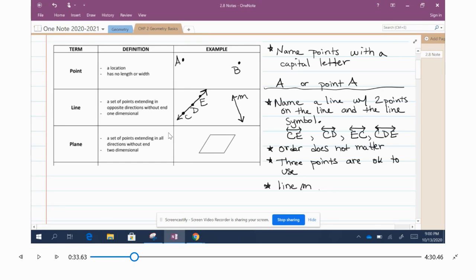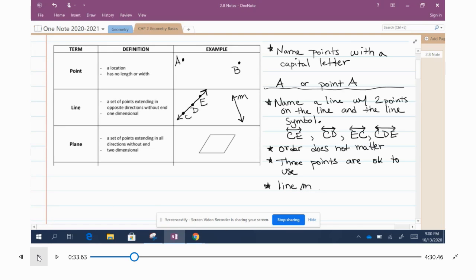Okay, this is another strange way to name a line. Sometimes they'll have a lowercase cursive letter near it. We can identify a line with the word, if that's the case, line M. So we don't use the symbol above a lowercase letter, though. So let's not use that line symbol above a lowercase letter M. It's just not how it works. If we're not going to use 2 capital letters, 2 points on the line, if you're going to use this convention, make sure you use the word line in front of it.